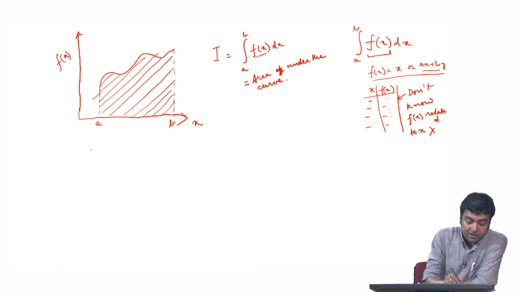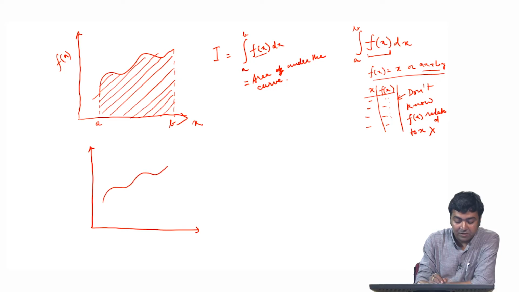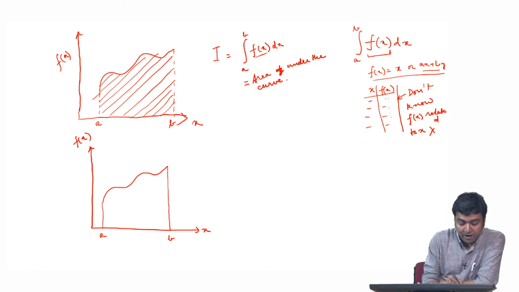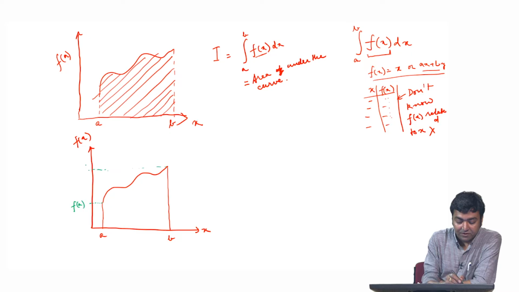In order to do that, the simplest approximation which I can make is the following. Again, suppose this is my a, this is my b, and I am trying to draw the same curve here, this is my x and this is my f(x). As a first approximation, suppose this is the value of the function at a, which I am calling f(a), and this is the value of the function at b, which I am calling f(b).